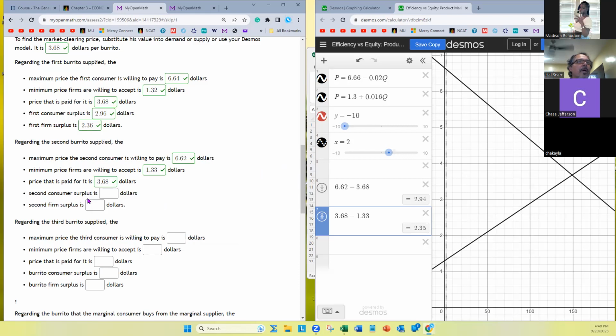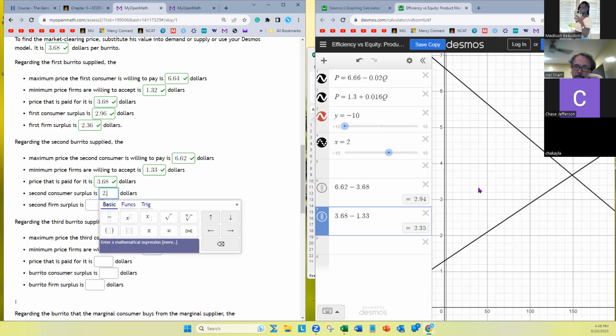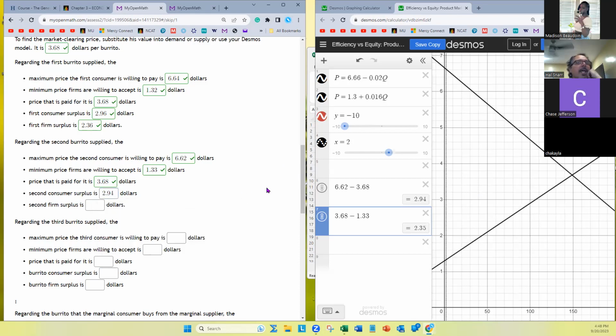$3.68. The second consumer surplus in my model is $2.94, right? And I got that again by taking that second consumer's maximum price they're willing to pay, subtracting off the market price, and then I do the same with the market price in my model minus the minimum price firms are willing to accept to supply that second burrito, and that's $2.35.